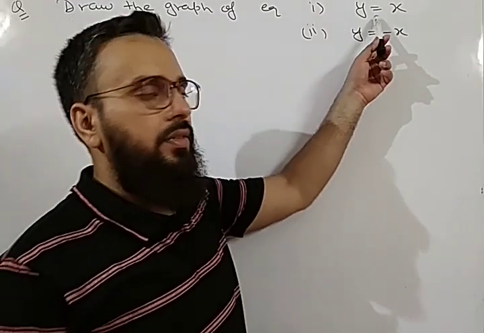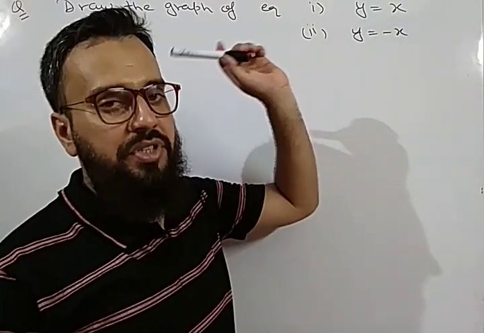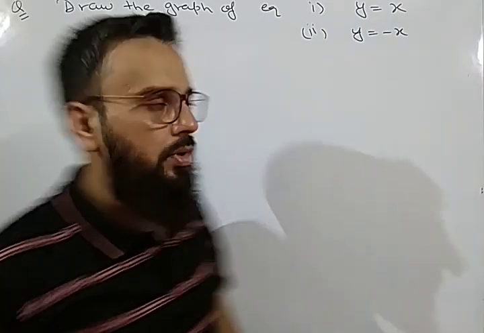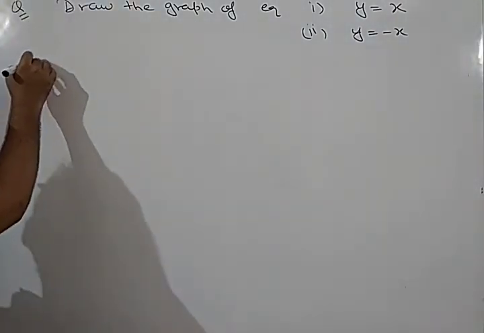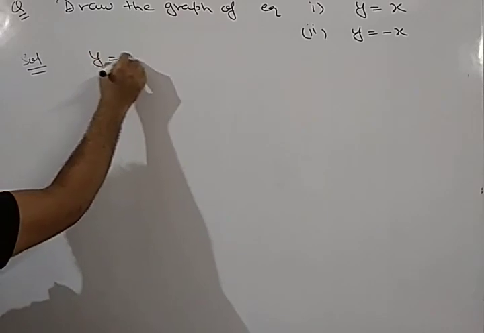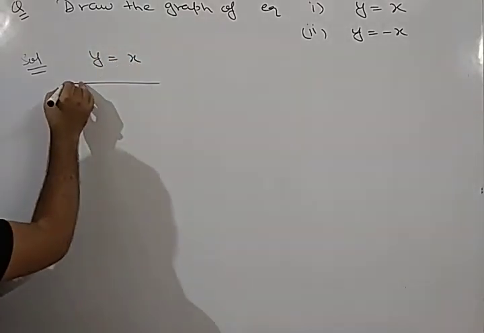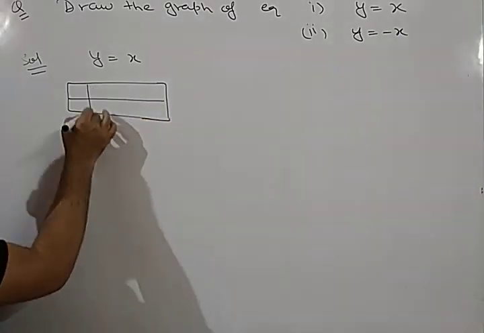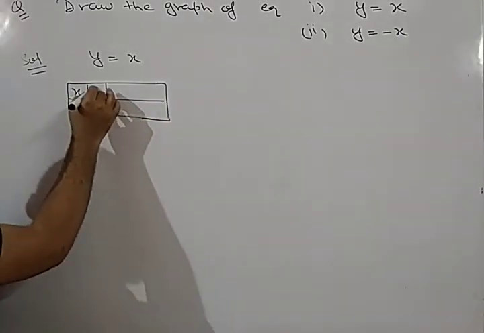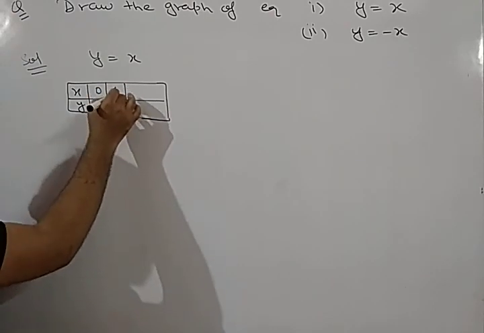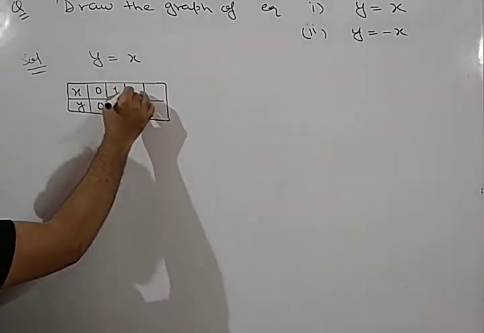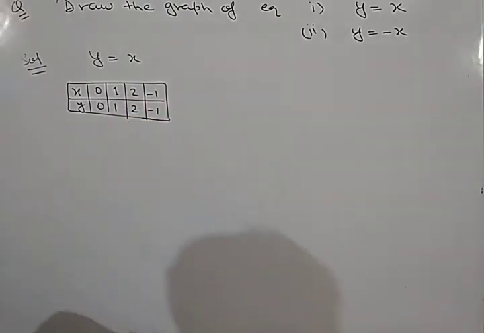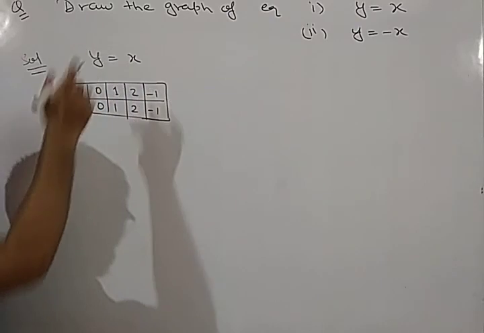So this is not written in the general form of a linear equation. We can convert it, or we can directly plot the graph also. If we take the first equation, y equal to x, and draw the table for it, then it will be x and y. Taking x equal to 0, y is 0. Taking x equal to 1, y is 1. Taking x equal to 2, y is 2. Taking x equal to minus 1, y will also be minus 1. So these are the ordered pairs for the first equation.